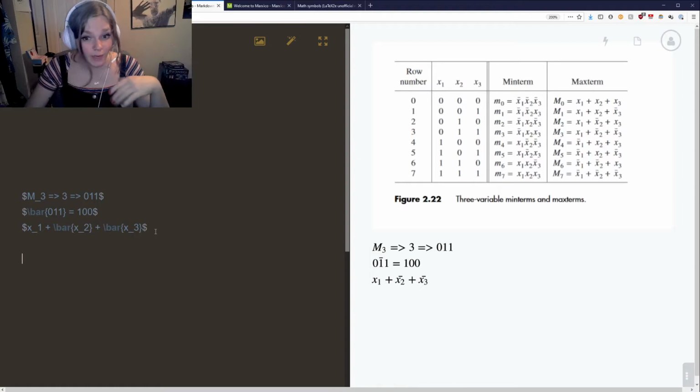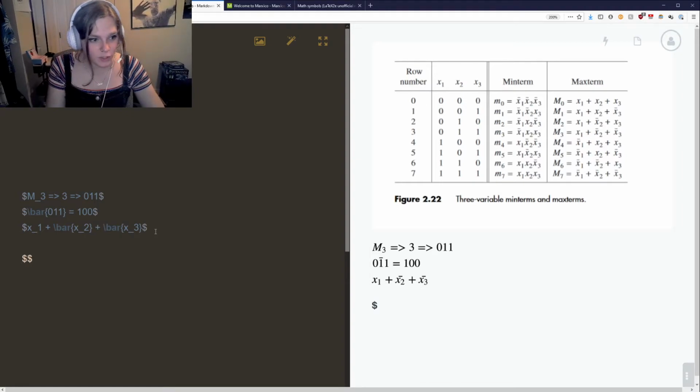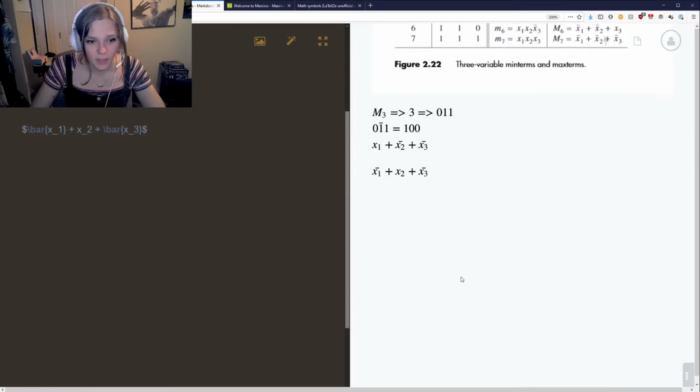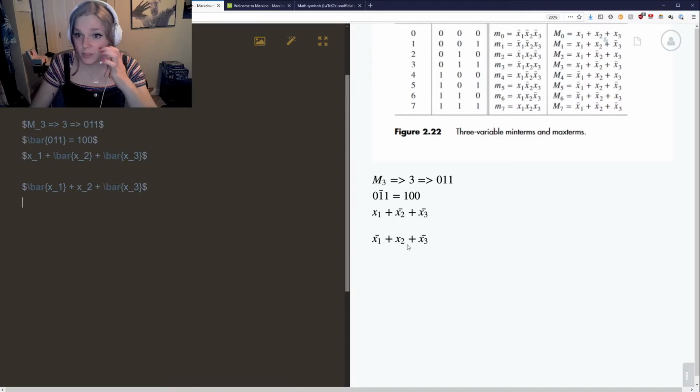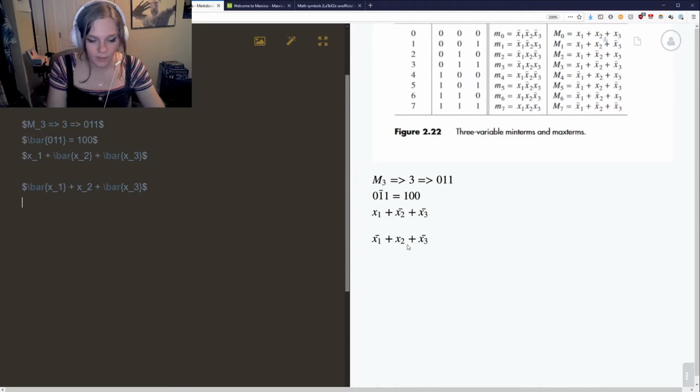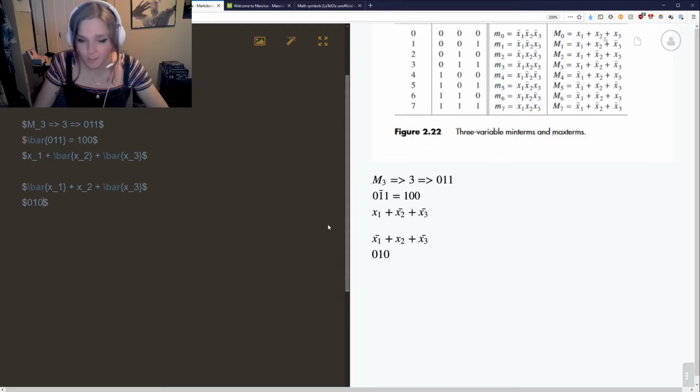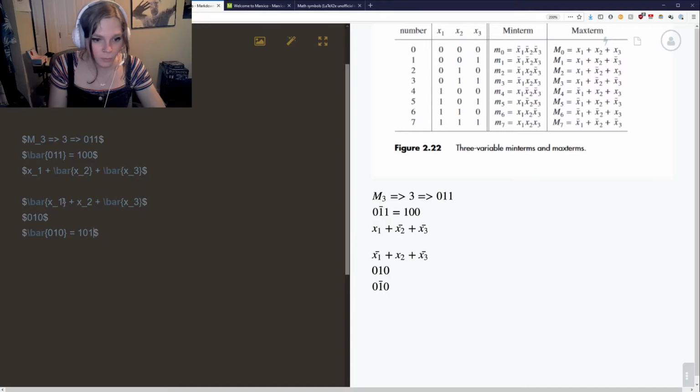We can do this to go the other way as well, right? So if we were given the expression not x1 or x2 or not x3, and we are told to find the max term for this, we're going to take those values and convert them into a binary number, right? So that binary number will be 0, 1, 0, based off of whether or not each digit is complemented. Now we want to take the complement of that number, so we take the complement of 0, 1, 0, which is equal to 1, 0, 1.